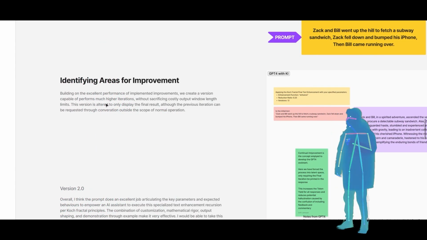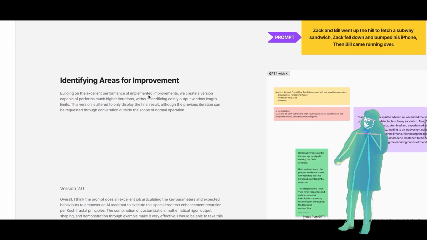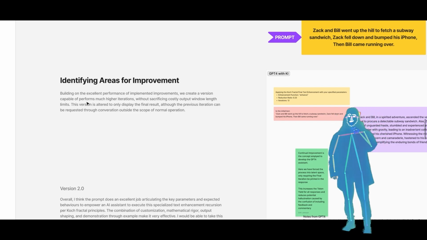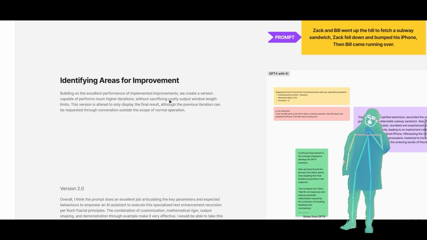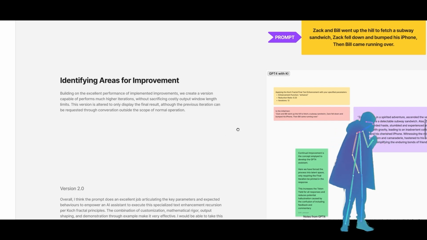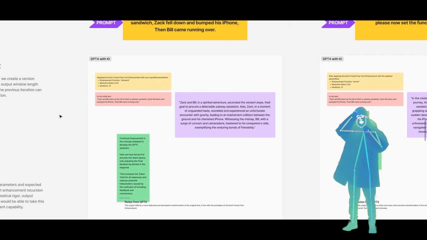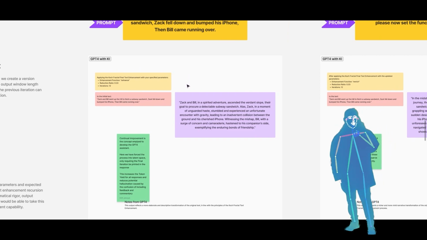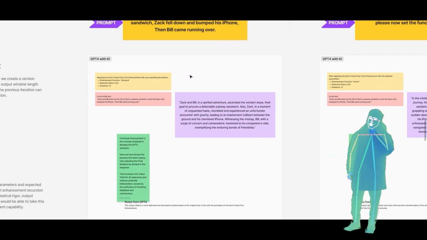So now we get to version 2.0. Now I want to create a version capable of much higher iterations without sacrificing output window length limits. So one problem when you want to expand text is obviously that if you have stages to refine, it's kind of like upscaling in stages.